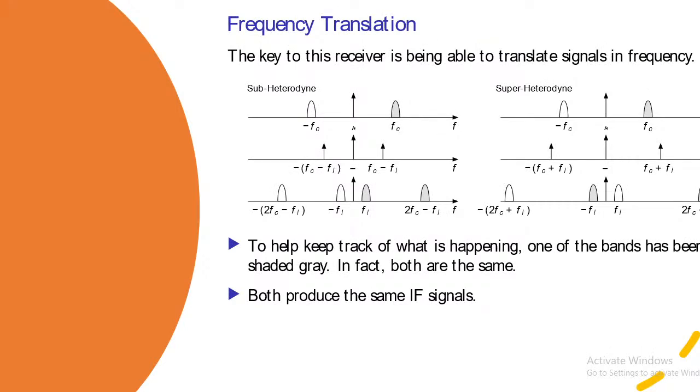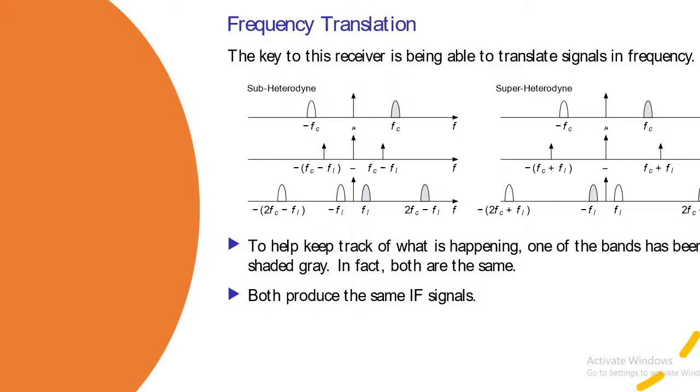Now, how does the frequency translate? You will see two examples here. One is called the super heterodyne receiver and the other the sub heterodyne receiver. In the sub heterodyne receiver, you have the signal at plus minus fc. In the super heterodyne receiver also, you have the signal at plus minus fc.